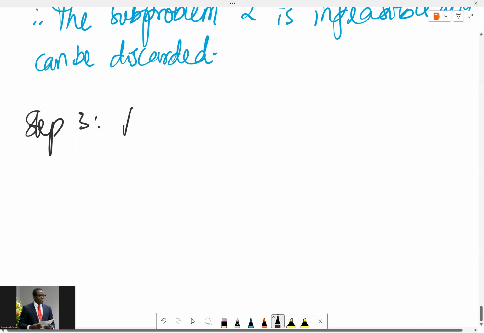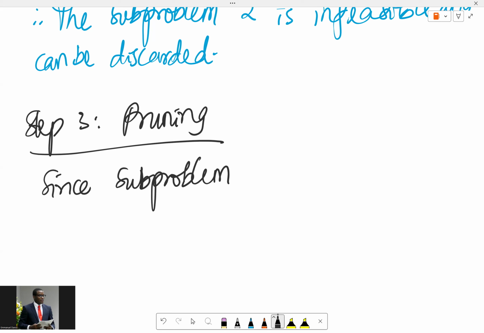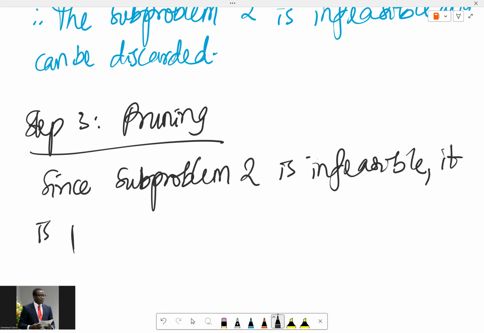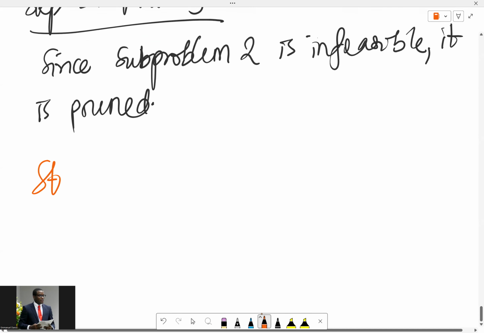Step 3, that is where we do our pruning. And of course, if we have more situations, we can still keep going. So that leads to our pruning, right? So we say since sub problem 2 is infeasible, it is pruned. Then we can now go to step 4. Step 4, that's where we have termination.